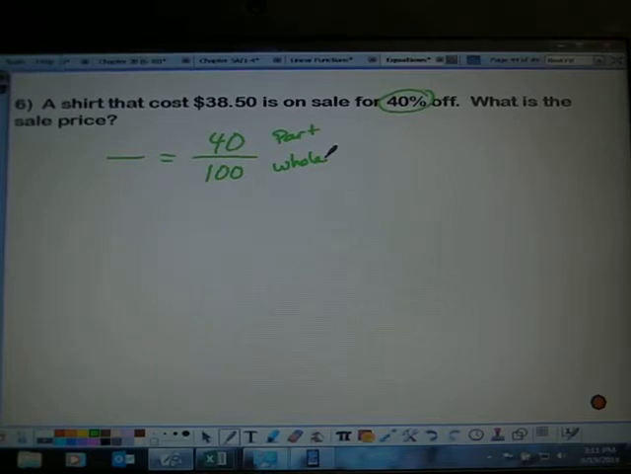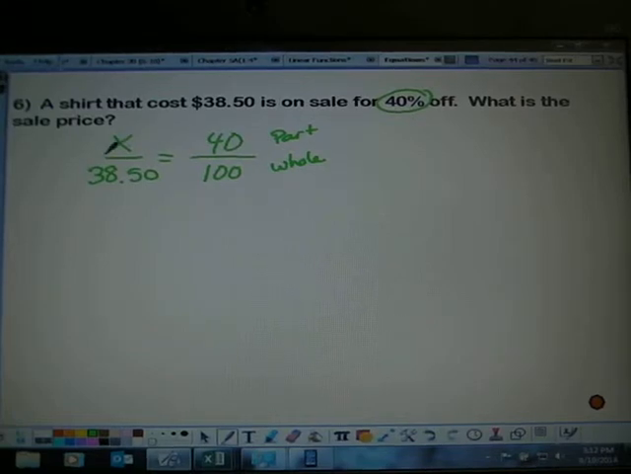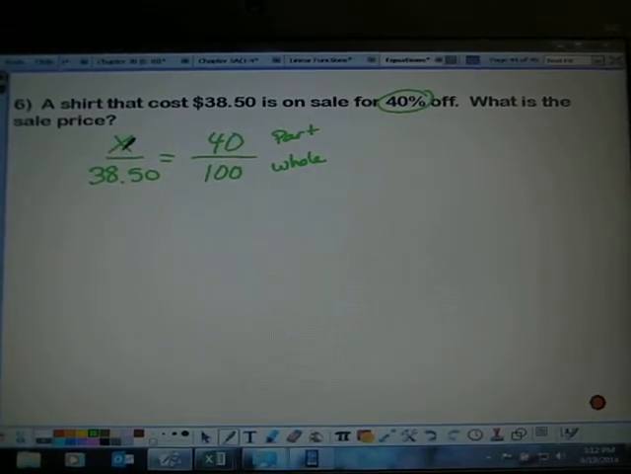So is 38.50 the whole price, or is that part of the price? Well, that was the original price. That's the whole price of the shirt. We're going to take some money off of it, but that whole price is $38.50. We're trying to figure out that part that we're going to take off the price. So now we can cross multiply.